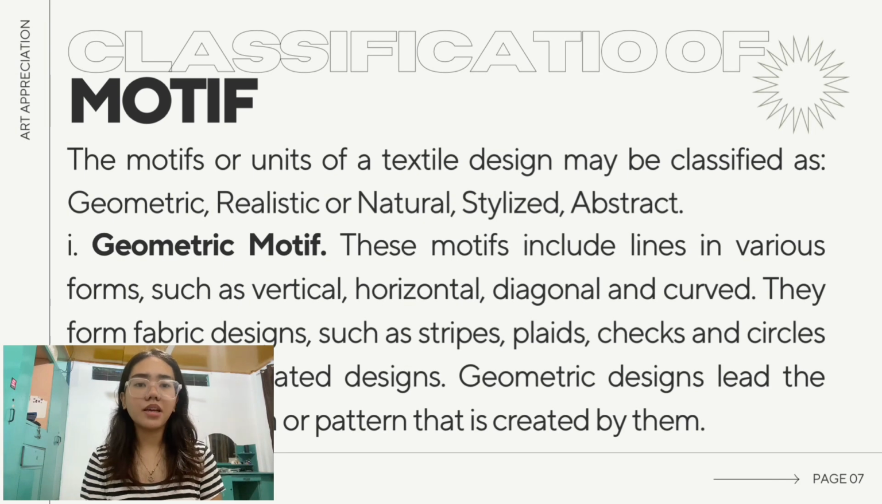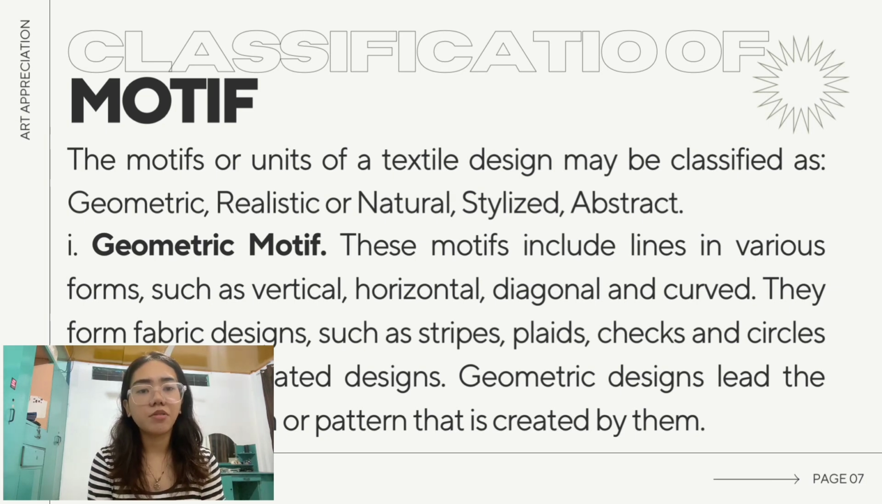So textile designs are made up of repeating units or patterns called motifs. These motifs can be grouped into different types based on their appearance and style. So the main types are geometric, realistic or natural, stylized, and abstract. So the first, we have the geometric motif.